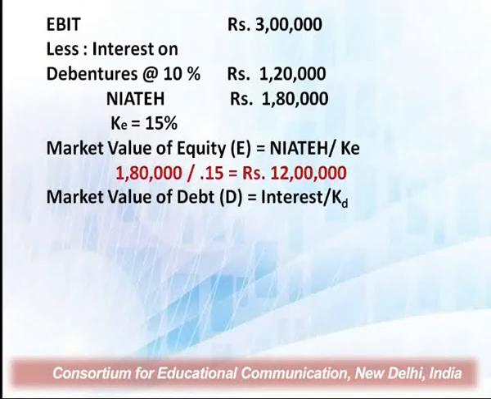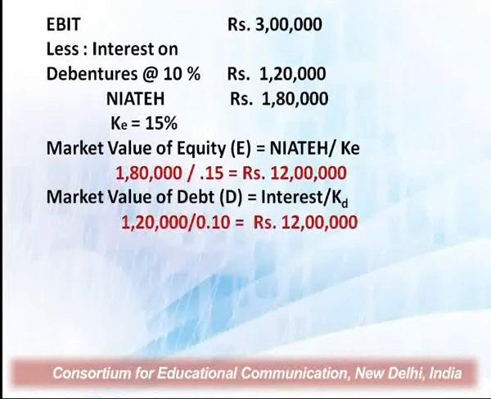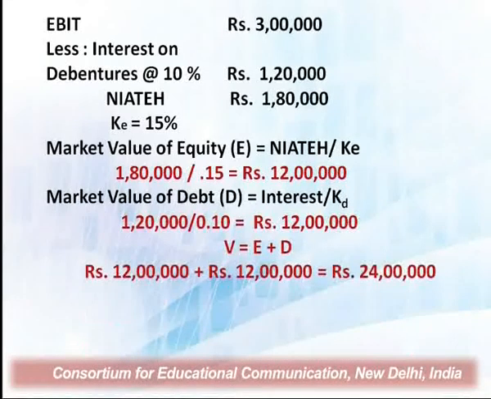Now further we can calculate the market value of debt by this formula, interest upon KD. Even if you don't calculate, the value remains the same, that is 12 lakh rupees, but we can calculate it with the help of this formula. 10% is the rate of interest, 1,20,000 divided by 10% becomes rupees 12 lakh. Now since we have calculated the market value of equity and debt, we can very easily find out the value of firm by combining these two components, and value of firm becomes rupees 24 lakhs.